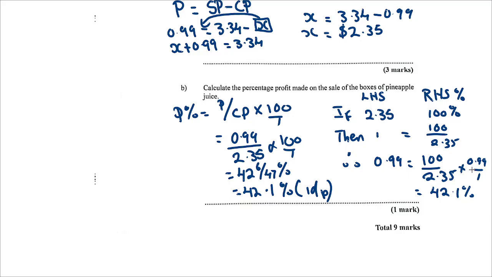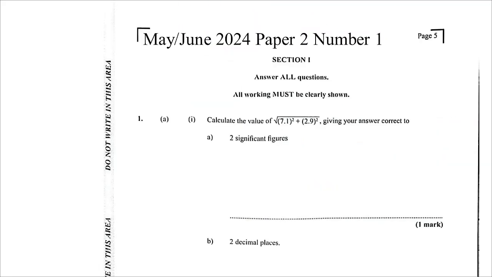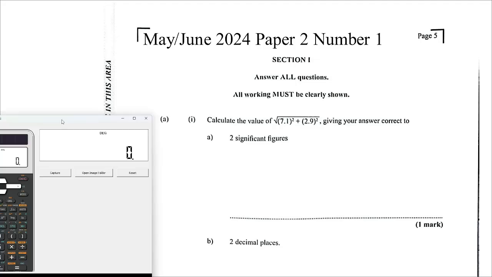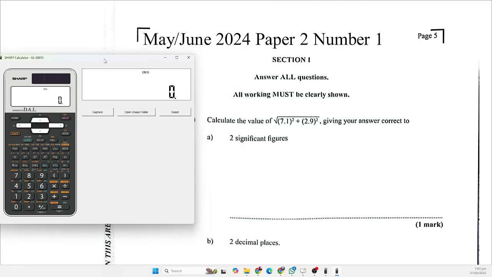Okay, so now we're going to do May, June 2024, paper 2, number 1. Calculate the value of. Now, this is something I would not recommend trying to do by hand. Like, show them what is 7.1 squared and what is 2.9 squared. I would use my calculator.